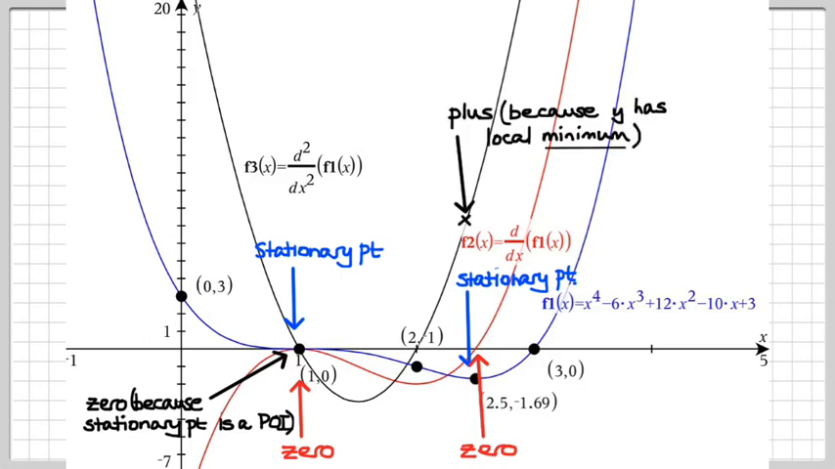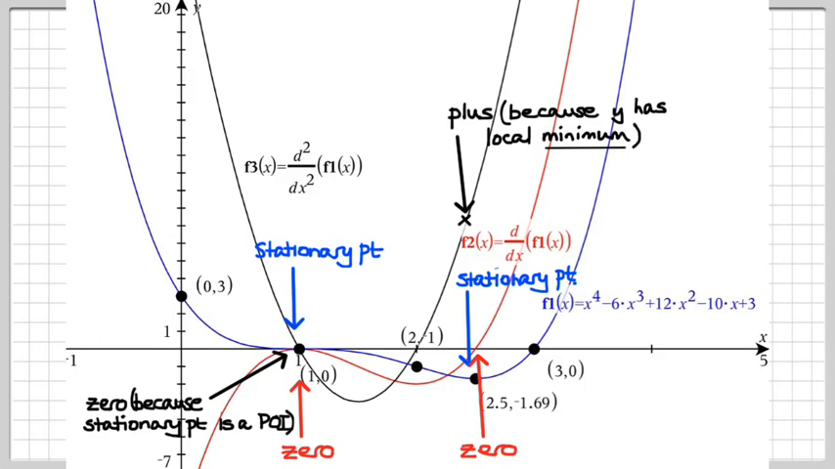So there it is. At that point there, x is 2.5 on the original graph, you have a local minimum. Therefore you have 0 value on the gradient function, and on the second derivative it's plus. It's right up there. So it works perfectly well. Everything works beautifully. So I hope that's tying it together for you.